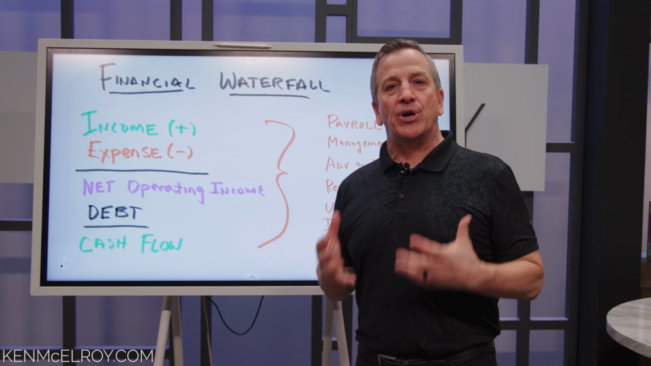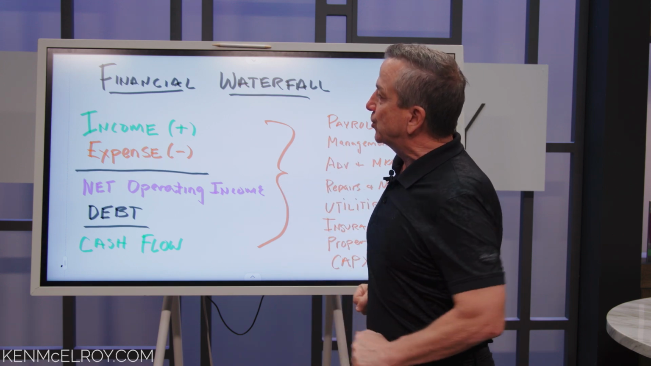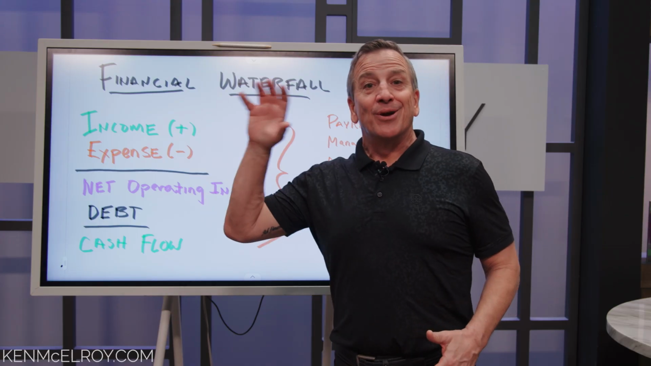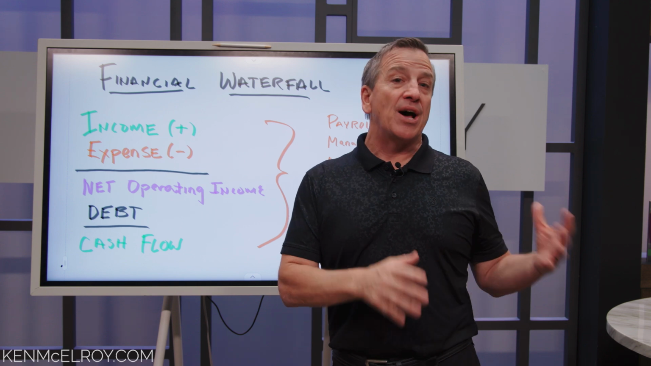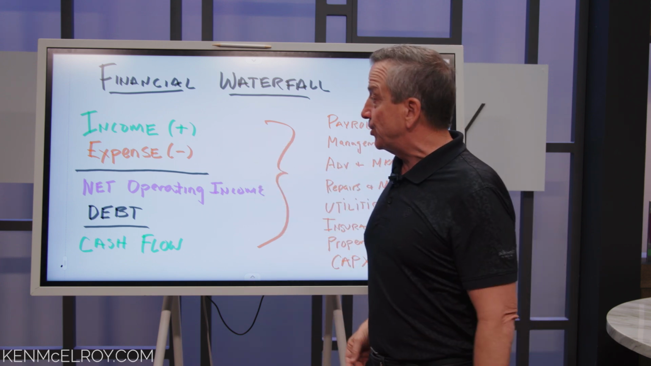For those of you who weren't able to watch the first video on income, this is the financial waterfall that all investors look at and all lenders look at. First, they look at the property's income, and in video one, we talked about rent income, but also other income and the different kinds of sources. So if you haven't seen that video, be sure to check that out.